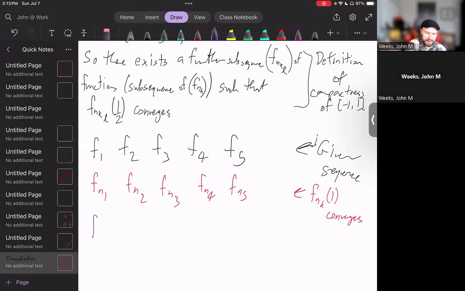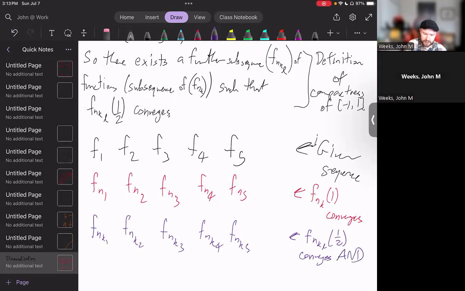Then we can do the same thing for f sub n k1, f sub n k2, f sub n k3, f sub n k4, where these are the sequence elements that we were just talking about. And these have the property that f sub n sub k sub l of 1/2 converges. And because they are also a subsequence of the original one, we also know that f sub n sub k sub l of 1 converges. Because if you have a sequence converging, the subsequences, all these selections of points that you might have, also converge to the same point.